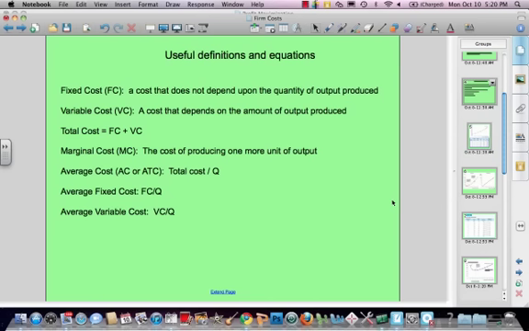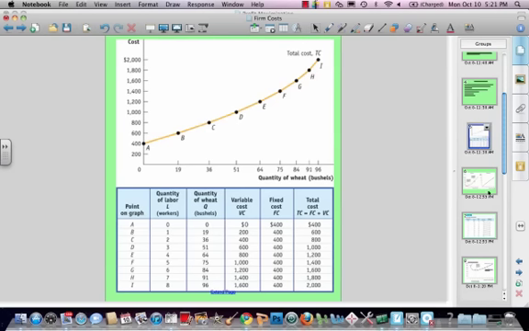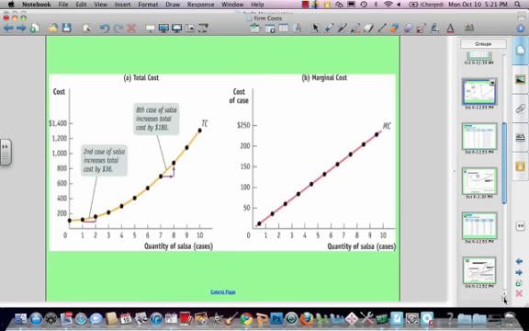Hi everybody. Today we spent most of our time in class making sure we had a good handle on several definitions that you can see on this slide and equations to make sure we understood how certain definitions were derived. We then took a look at several different graphs and made sure we understood the numbers behind those graphs and how each of those graphs is derived.